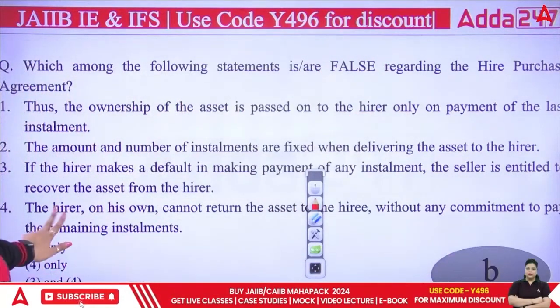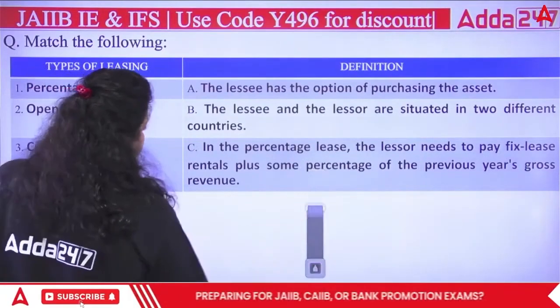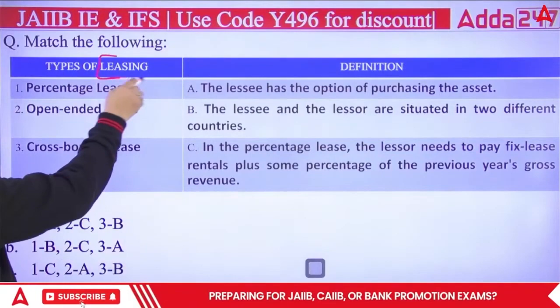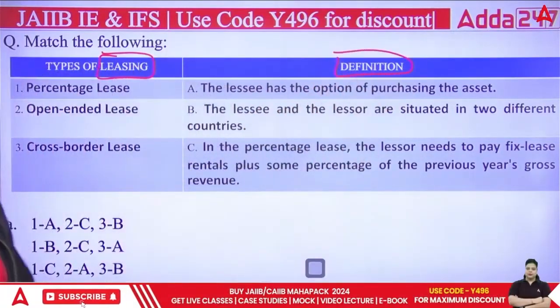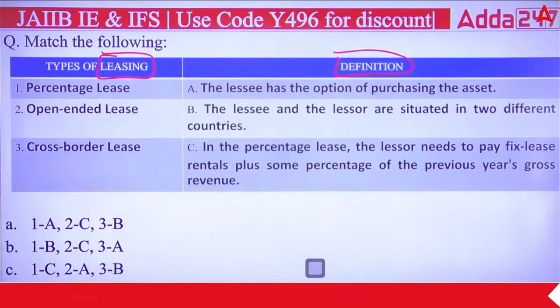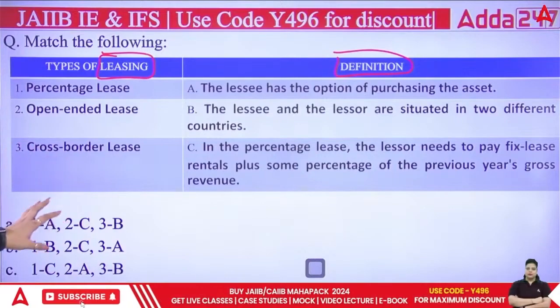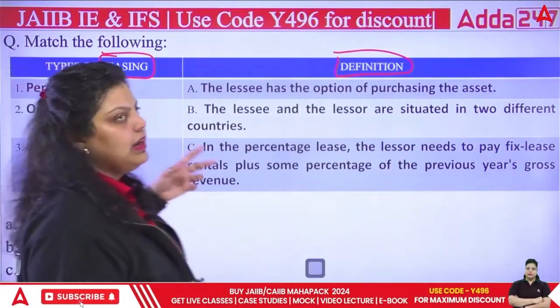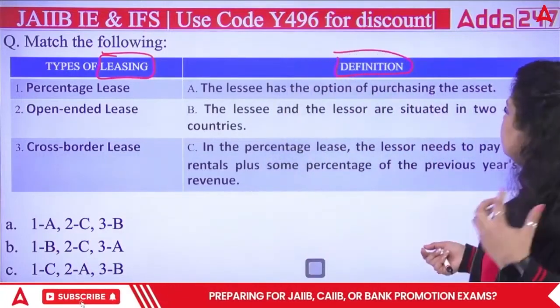Okay. Next, the next question we have is in the form of match the following. First, you have types of leasing. Second, you have a definition. And you have to match them with each other. First is percentage lease. Second is open-ended. Third is cross-border. I guess everybody knows that when the parties are in two different countries, that's a cross-border lease. Okay, so let's find out.